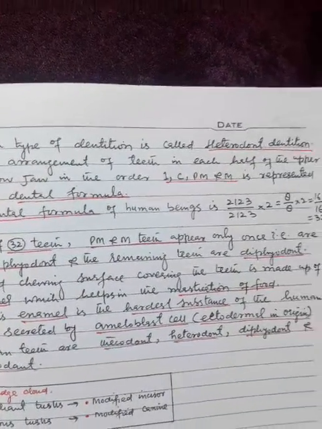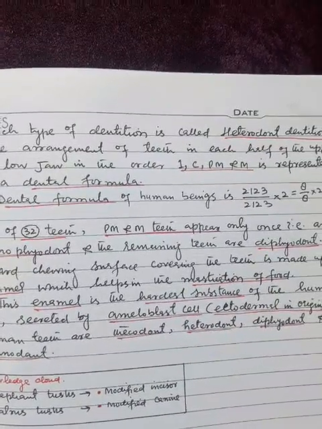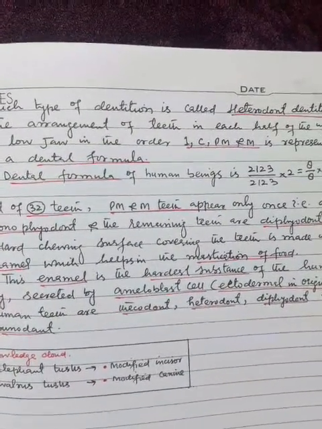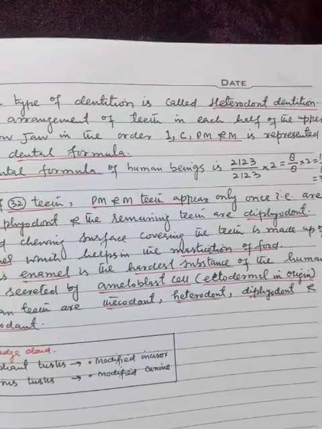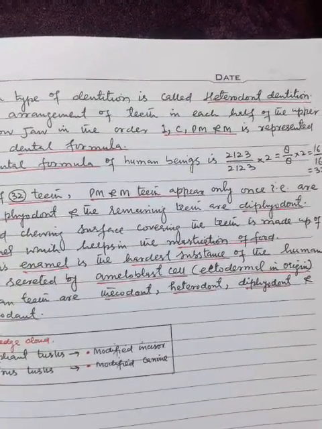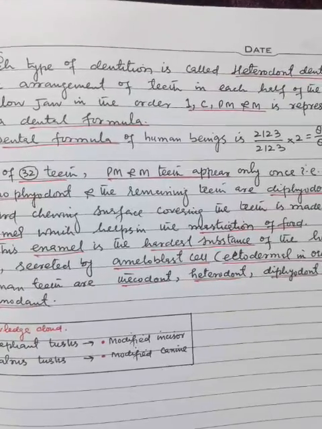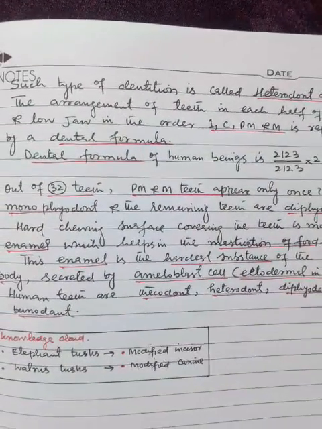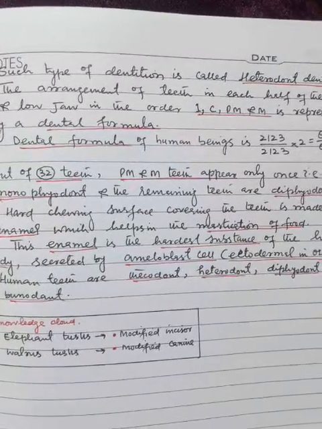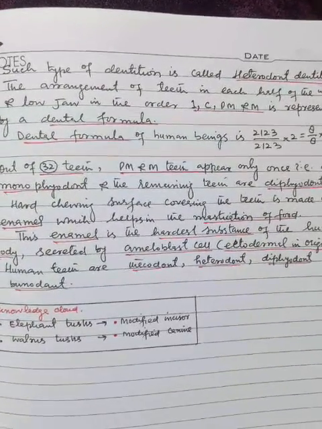The arrangement of teeth in each half of the upper and lower jaw in the order incisors, canines, premolars, and molars is represented by a dental formula. The dental formula of human beings is 2123 2123 in upper and lower, multiplied by 2, that is 8 by 8 into 2, that is 16 by 16, total 32. That means the upper jaw has 16 teeth and the lower jaw has 16 teeth. Out of 32 teeth, premolars and molars appear only once, that is, they are monophyodont, and the remaining teeth are diphyodont. The hard chewing surface covering the teeth is made up of enamel, which helps in the mastication of food.